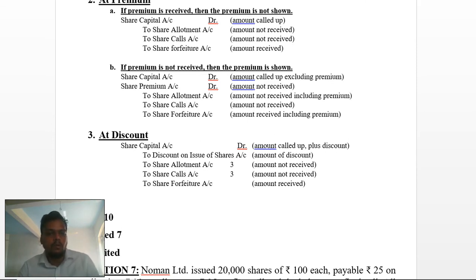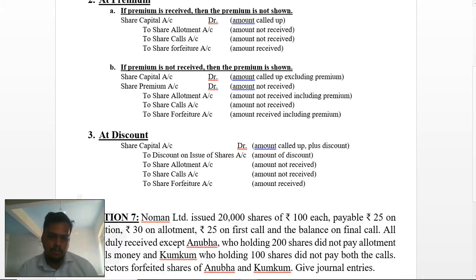But what about the received amount? The amount which has been received is considered as forfeiture. Here the whole amount of 10 will be added. This is for example purposes. Be careful: the 3 rupees I mentioned here is an either-or option, it cannot be 3 and 7. If you add this, it will come to 13. So be careful with this. I have given you this just as a sample example.